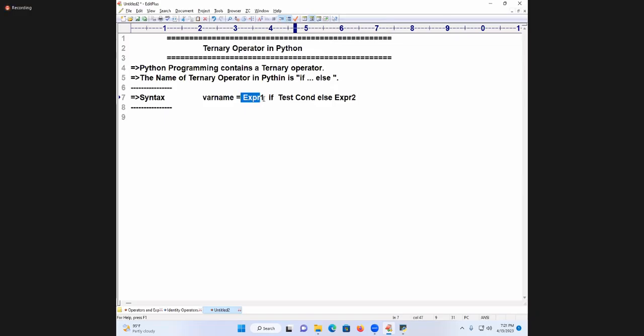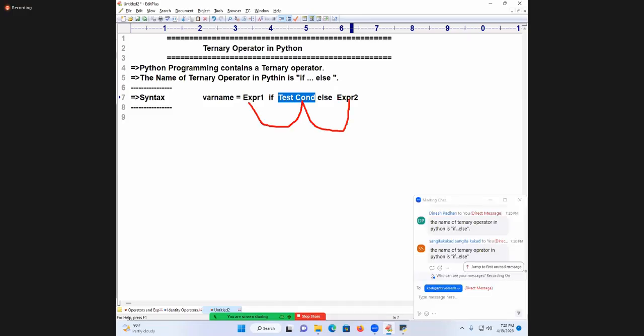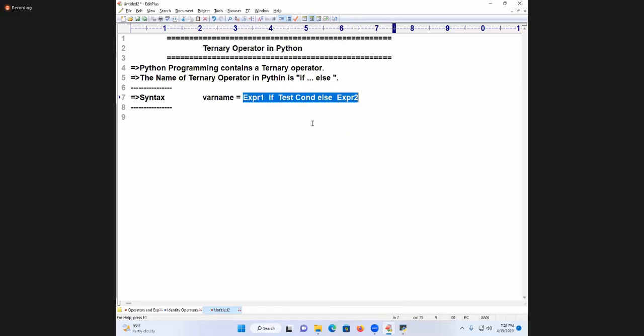Here expression one and expression two are the two things I am having. One test condition is also there. That means three things are connected with two operators. That's why it is known as ternary operator we can call. How this is working, I just want to give you.